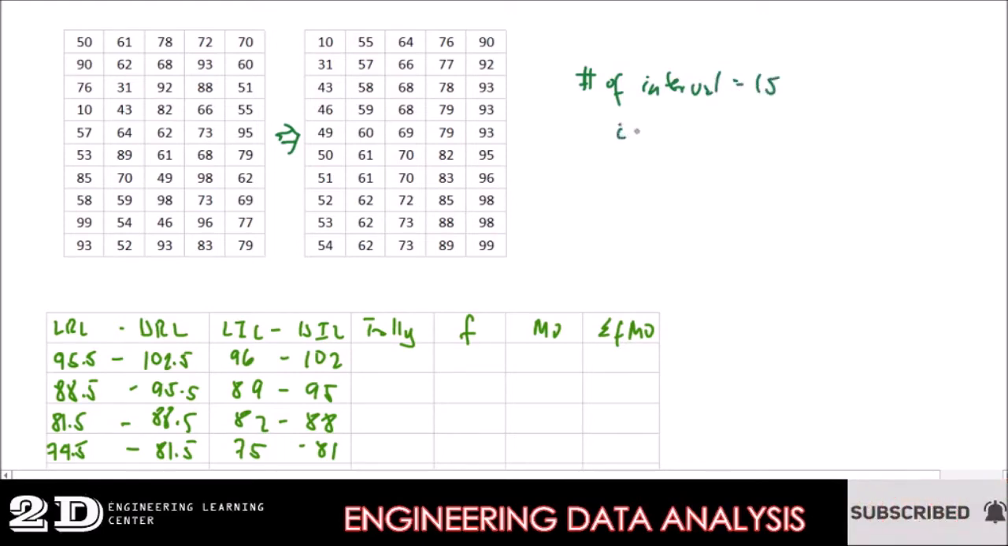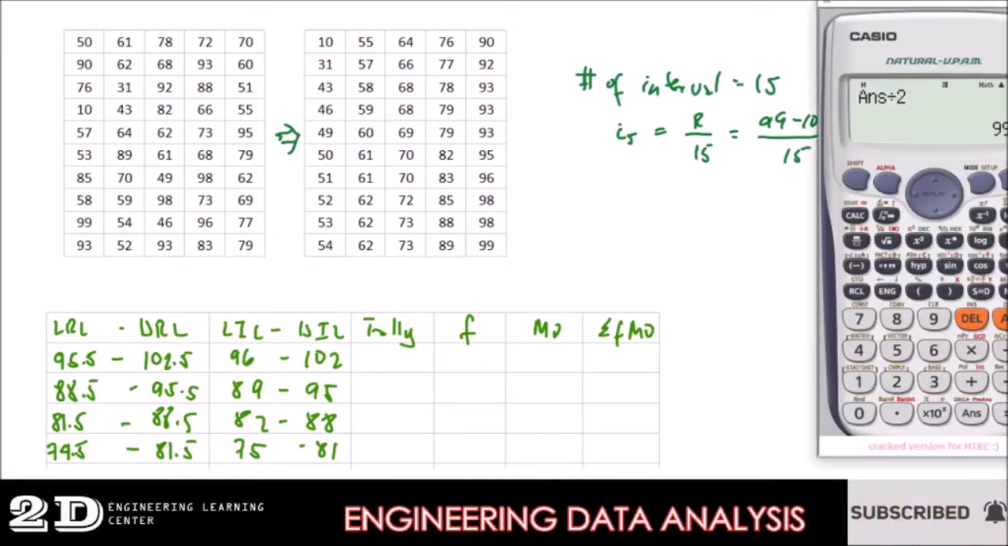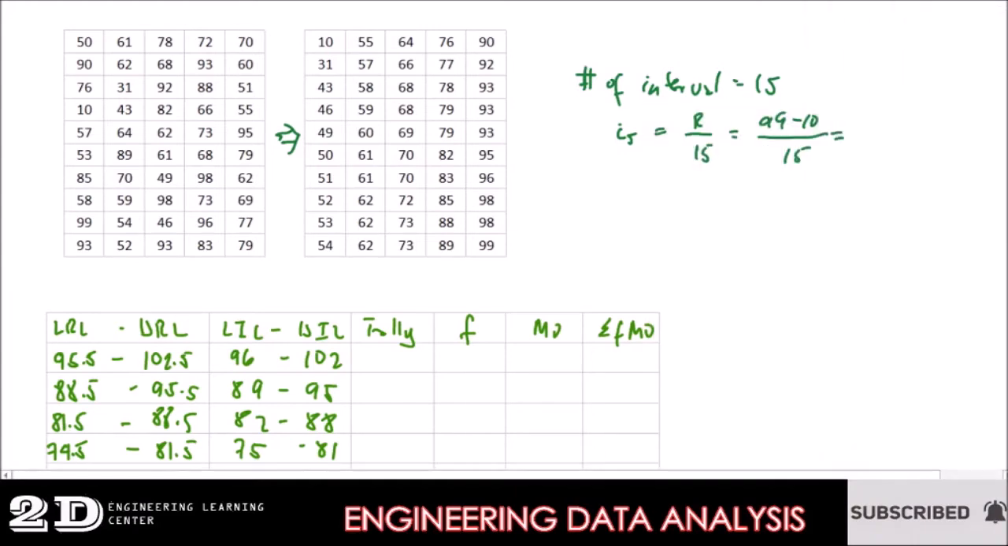Our interval size will be the range over the number of intervals, which is 15. So that will be 99 minus 10 over 15, and that will be, let's have our calculator, 99 minus 10 over 15, and this will be equal to 5.933. So we just round this up to the next highest odd number, and that will be 7.